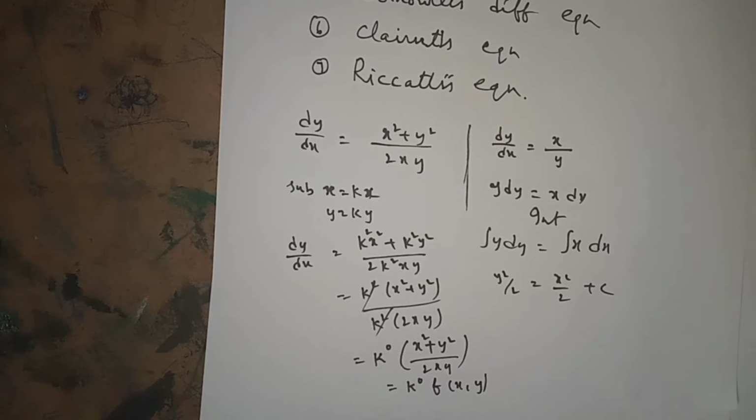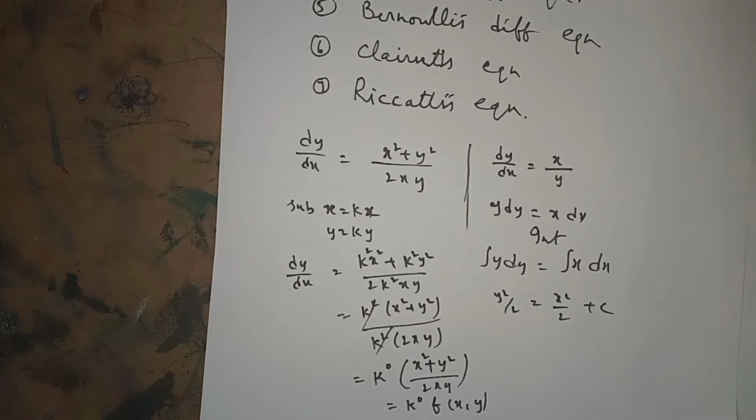That means after substituting x equal to kx, y equal to ky, again if you get k to the power of n into f of xy, then we say that it is homogeneous. K to the power of n, where n is 0, 1, 2, 3, 4 and so on. Then we say that it is homogeneous. Like that you have to identify.